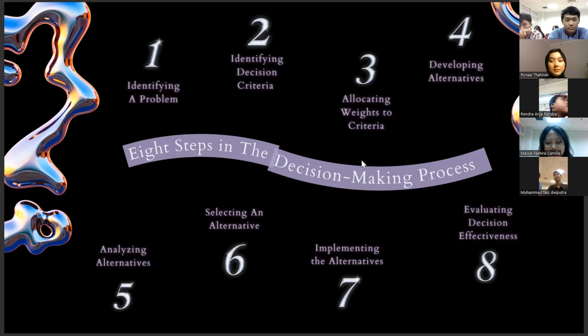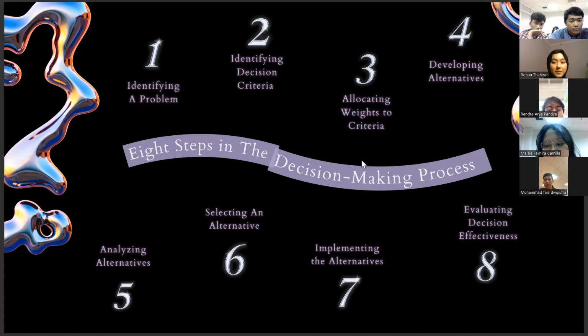The first is identifying a problem. To make a decision, you must identify the problem you need to solve or the question you need to answer. Clearly define your decision. If you misidentify your problem, or the problem you chose is too broad, you knock the decision train off the track before it even leaves the station.